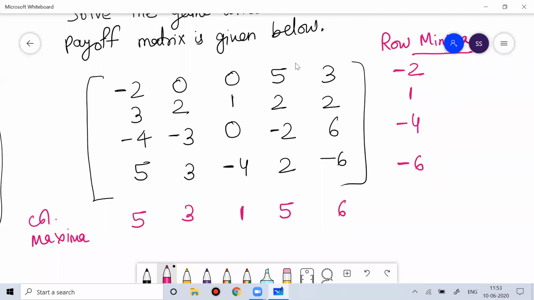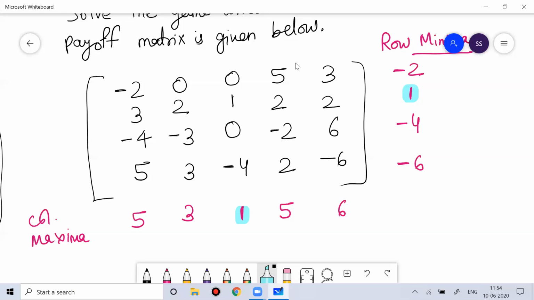So find the row minima and then find the column maxima. Then from the row minima, find the element which is greatest. That element is 1. And from the column maxima, find the element which is smallest. The element is 1, because they are equal. So because they are equal, this strategy is a pure strategy, and this value 1 that you got is called a saddle point, and the value of the game is equal to 1.